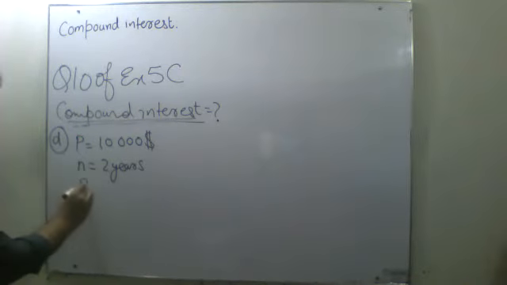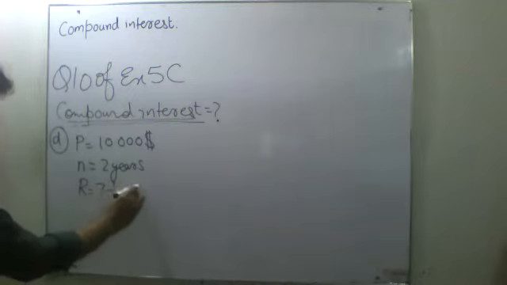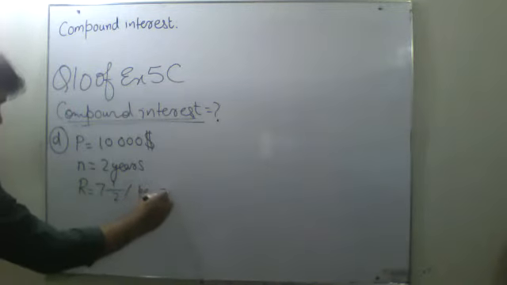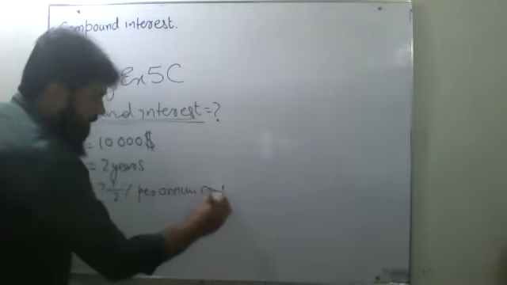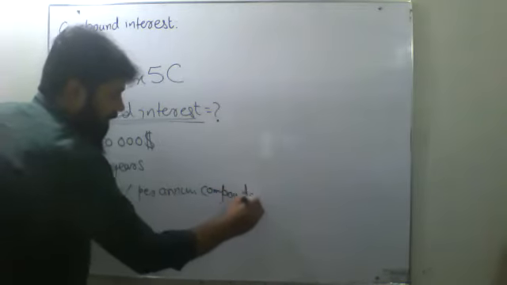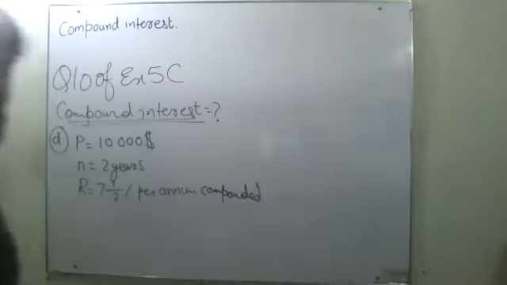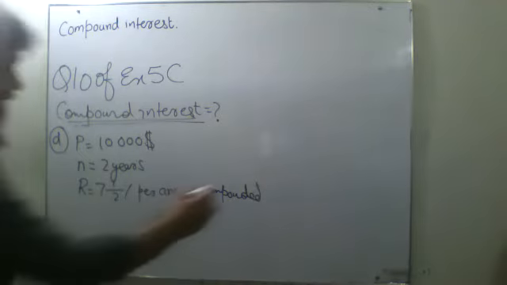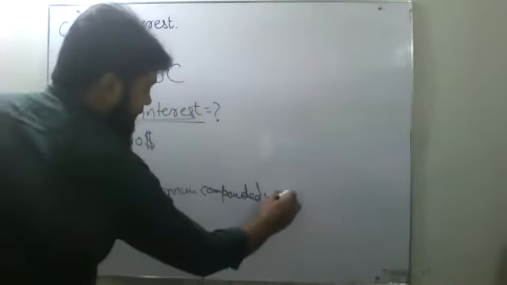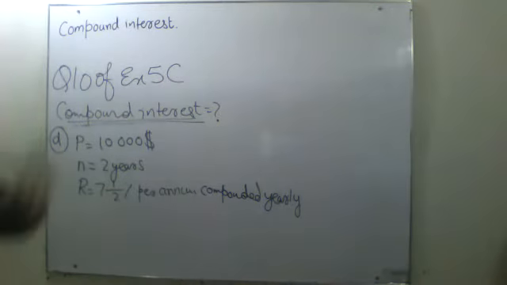And the rate is 7 whole number 1 upon 2% per annum, compounded yearly, or compounded annually. These are the two words which they can use. So compounded yearly. Okay. So again, I have to find the compound interest.